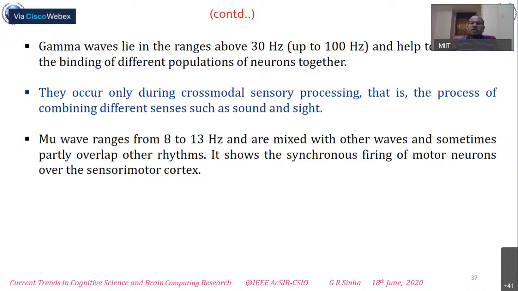Mu wave 8 to 13 mixed with other waves and sometimes partly overlaps with rhythms. It demonstrates the synchronous firing of motor neurons in the sensorimotor cortex.